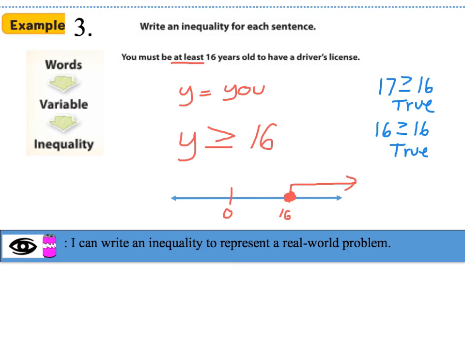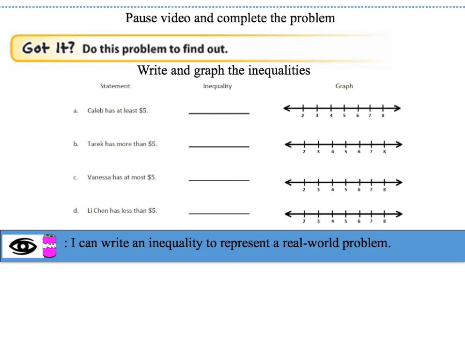And anything to the left of 16 cannot work, like 15. 15 is greater than or equal to 16. That's a false statement. So pause the video, complete the got it problems, and we'll discuss this answer in class tomorrow. Notice there are 4 got it problems on this slide. Got it problem A, B, C, and D. Give us an inequality for each, and give us a graph for each.